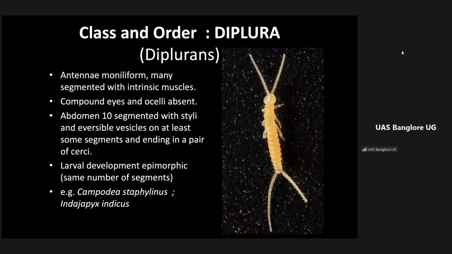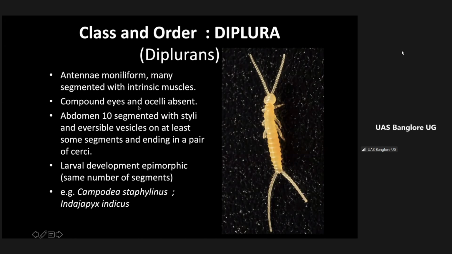Then coming to the second order, that is Diplura. Di means two. Plura means what? Okay, I'll tell you what it is. Antennae are moniliform. Where do you get moniliform antennae? Termite. Very good. So you can see the moniliform antennae; compound eyes and ocelli are absent. Eyes are absent in diplurans. In Protura, eyes and antennae both are absent, whereas in Diplura, only eyes are absent.